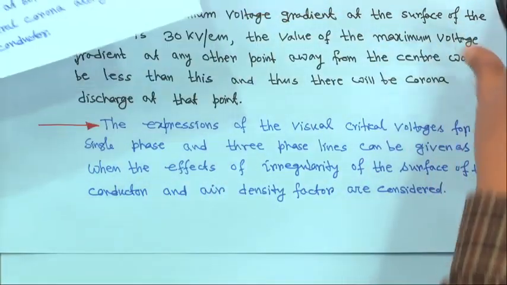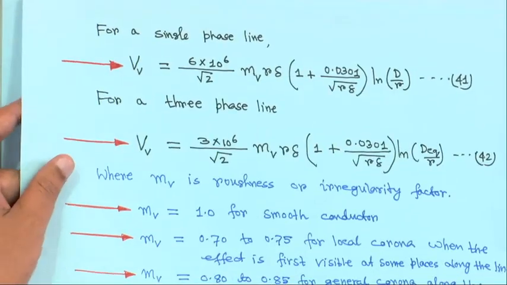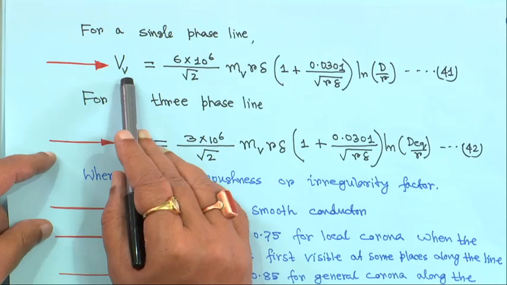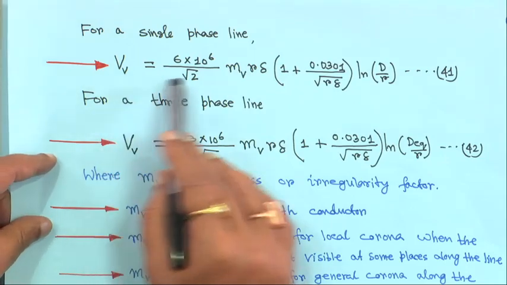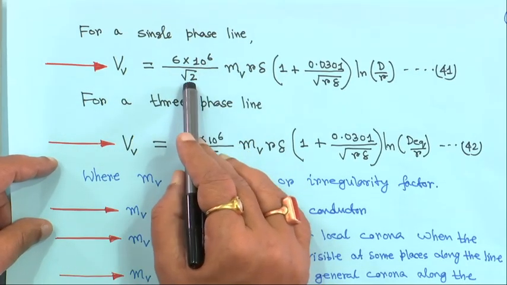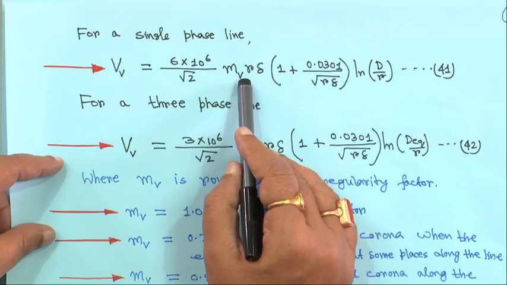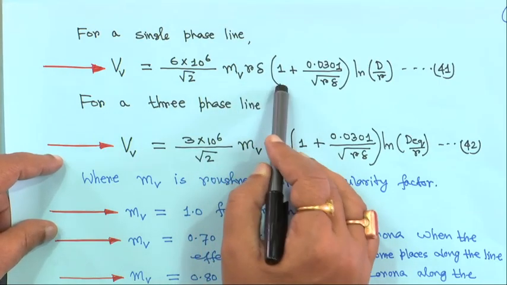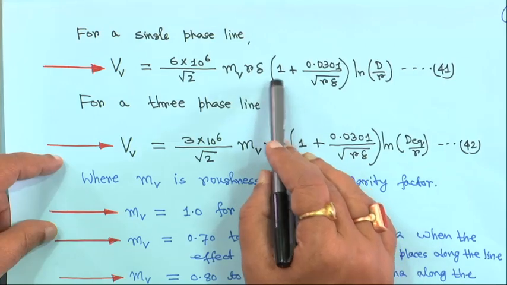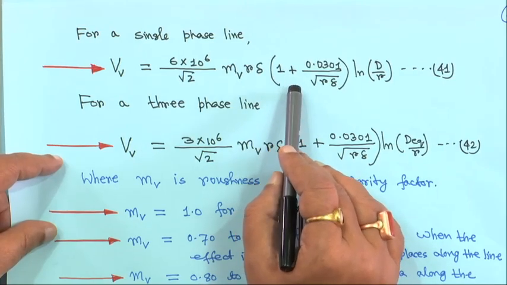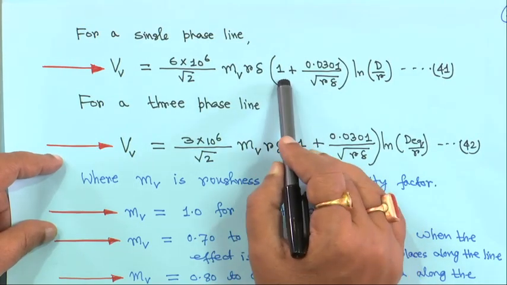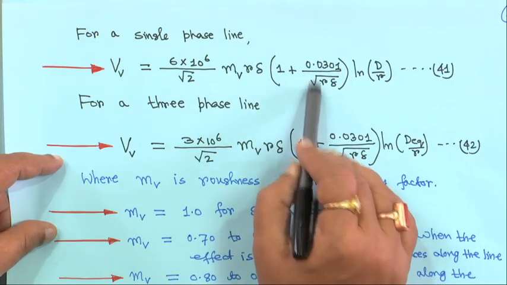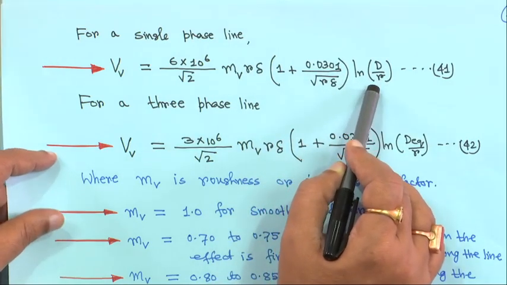That means, for a single phase line, the visual critical voltage is 6 into 10 to the power 6 upon root 3, then there is another factor m v, then r delta in bracket. Actually, instead of r, we are using r delta, and in the bracket 1 plus 0.0301 over root of r delta, ln d upon r, right.